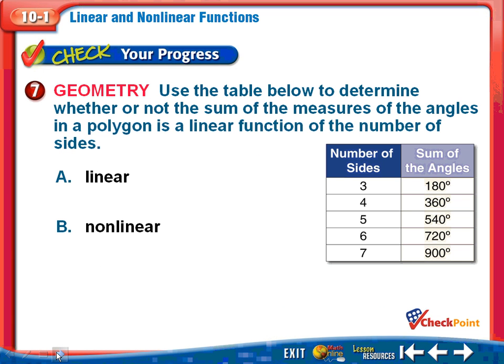Now it's your turn. Use the table below to determine whether or not the sum of the measures of the angles in a polygon is a linear function of the number of sides. Figure out your change in your y's over your change in your x's, and then make your decision.